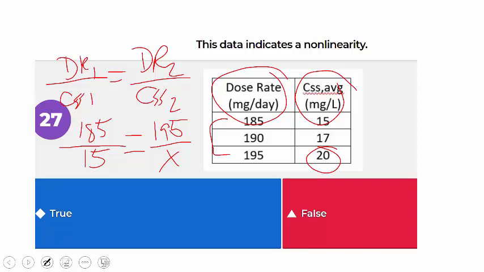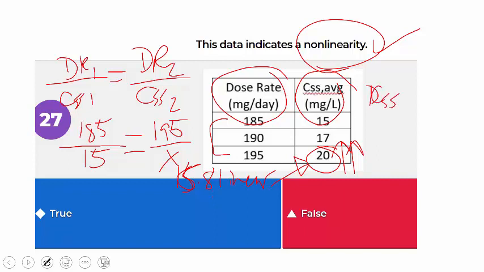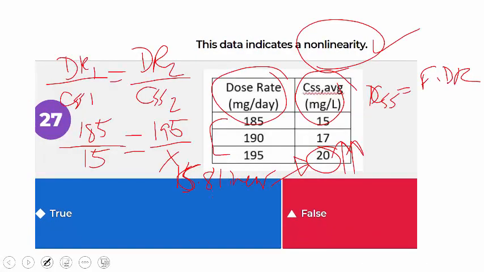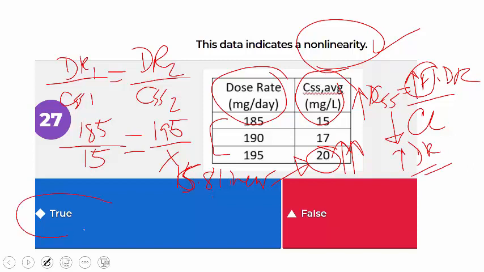So 195 times 15 divided by 185 is 15.8. So instead of getting 15.8, which is what we would have gotten if it were linear, we got 20. So again, it's larger than what we predicted. So again, there is a nonlinearity. And it's either due, again, to the fact that CSS average is equal to bioavailable dose rate over clearance, and if our CSS average is larger than what we expected, it either has to be due to an increase in bioavailability or a decrease in clearance as we increase our dose rate. So the answer here is yes, this does indicate a nonlinearity.